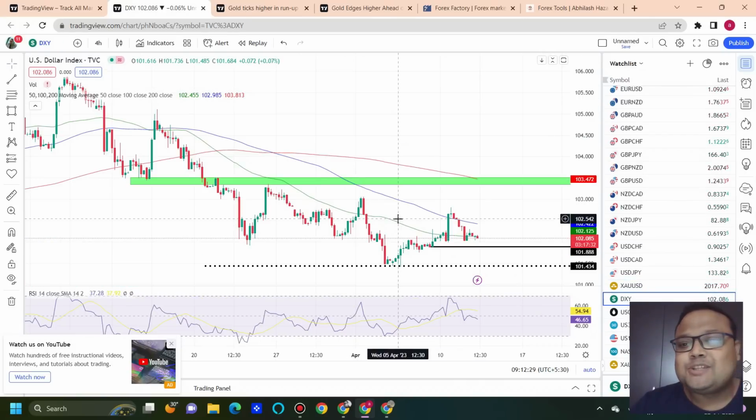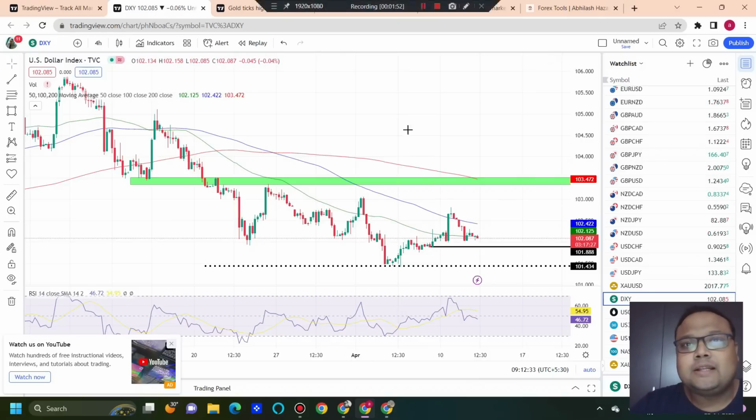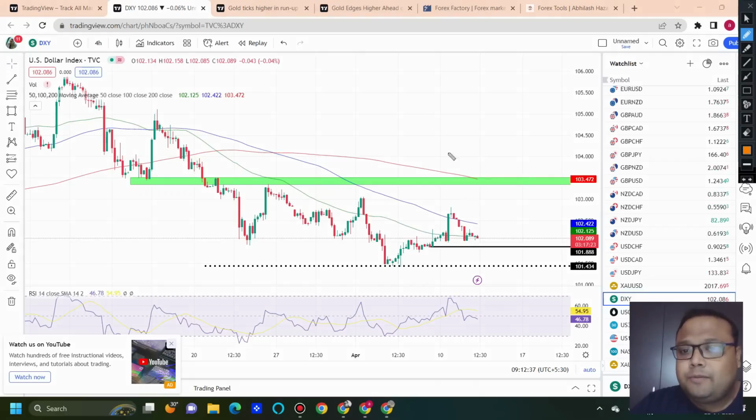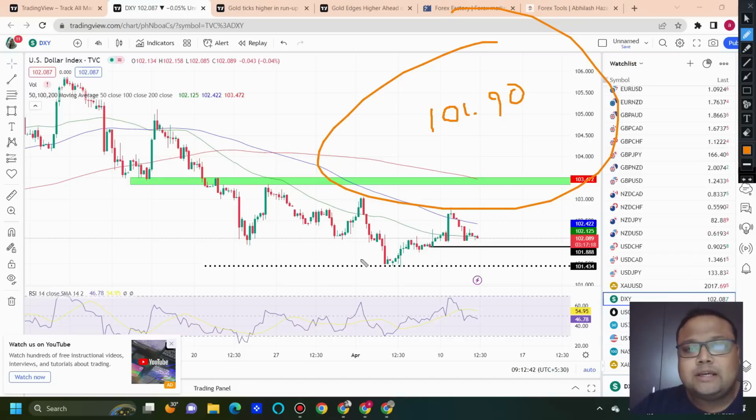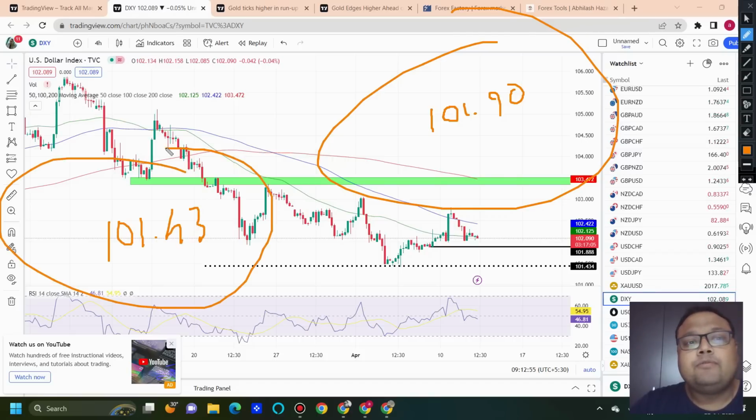And this is the chart of DXY in front of us, and DXY is right now standing at 102.08. This is the current market price. Before the news, DXY will be trying to hold the level of 101.90. This was the critical support of DXY, and still DXY is somehow trying to survive above 101.90. And in case it breaks also, it should not cross 101.43 before CPI. This is the support of DXY before the news.